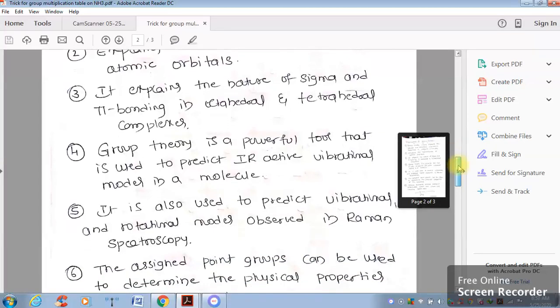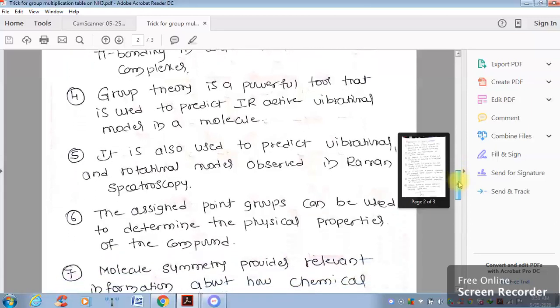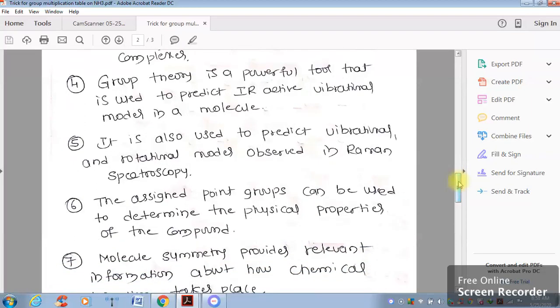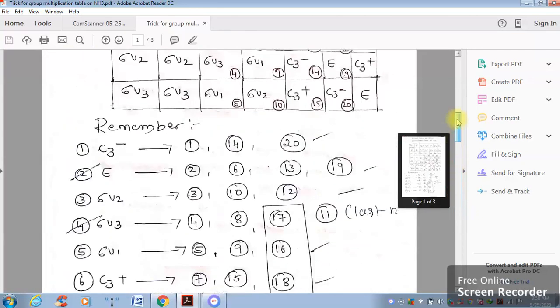Next, it's also used to predict vibrational and rotational modes observed in Raman spectroscopy. It is used to determine the physical properties of the molecule or compound. Next, the molecule symmetry provides good information about how the chemical reaction takes place. It's the end of your symmetry and group theory chapter.